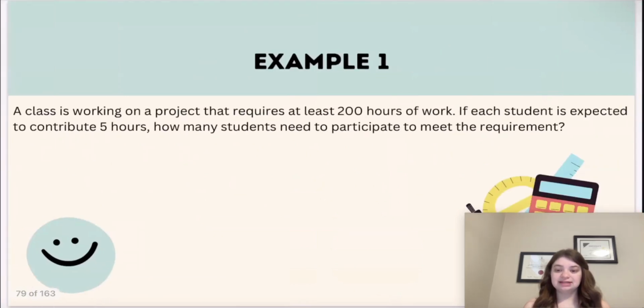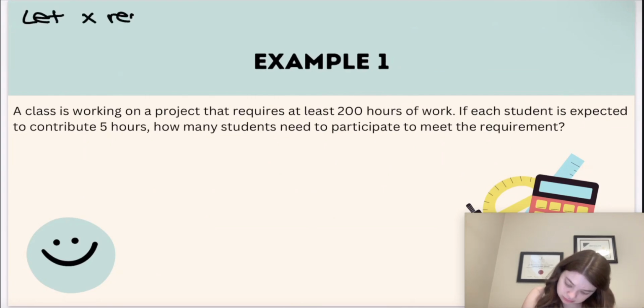So here's the first example. It says, a class is working on a project that requires at least 200 hours of work. If each student is expected to contribute 5 hours, how many students need to participate to meet the requirement? First, I'm going to define my variable. Let x represent the number of students.